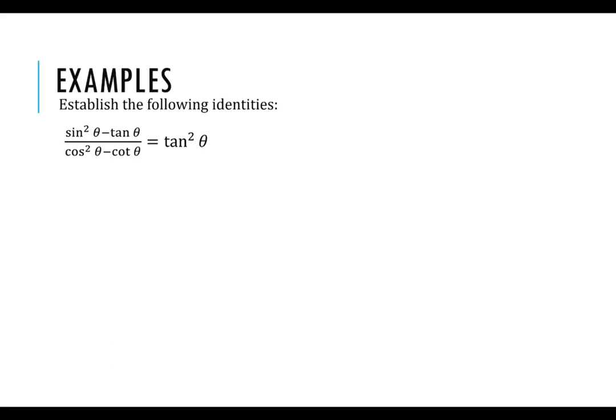Alright, so I'm going to rewrite this in terms of sine and cosine. So sine squared of theta minus tangent of theta is really sine of theta divided by cosine of theta, all divided by cosine squared of theta minus cosine of theta divided by sine of theta.